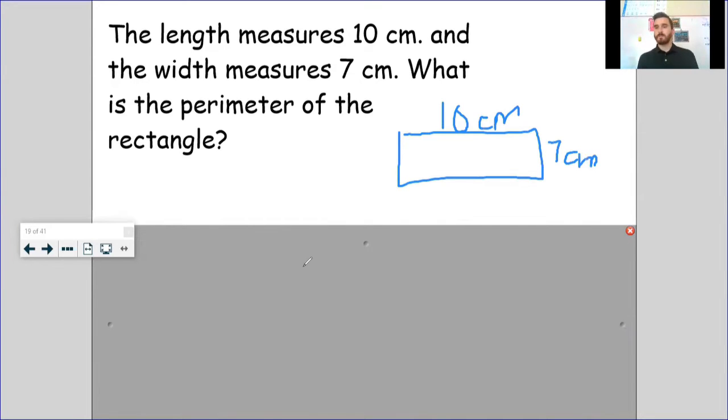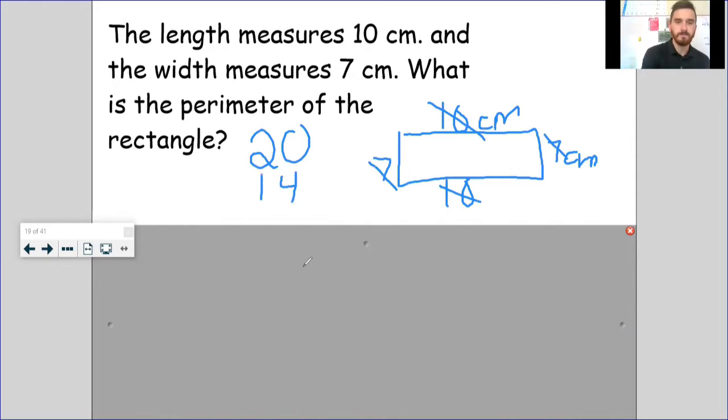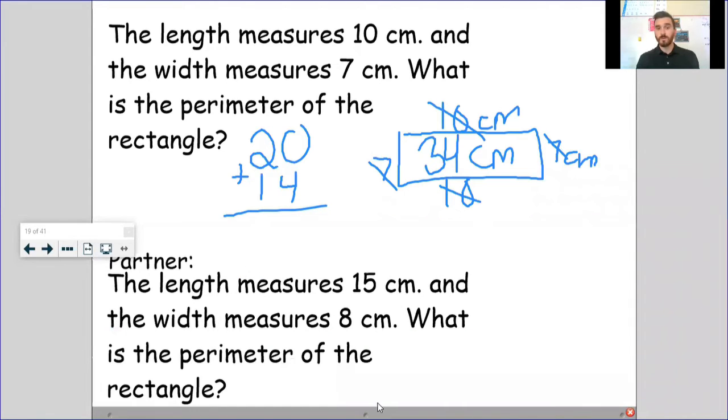Now, if I wanted to find the perimeter, guys, all I got to do is add all the way around the outside. List my opposite sides and add my like numbers. 10 plus 10, that gives me 20. 7 plus 7, that gives me 14. Add those two together, my perimeter would be 34 centimeters. So really, nothing much to that one. Basically the same thing we've been doing. You just got to do a little bit of reading.